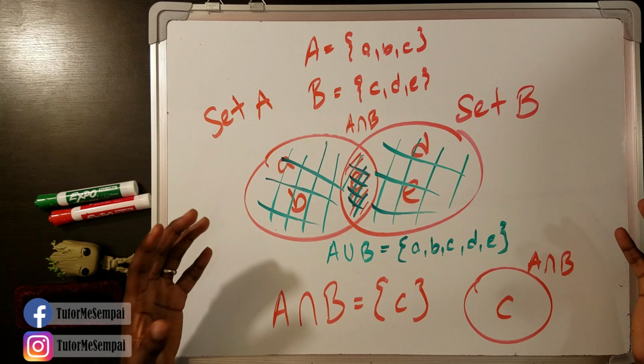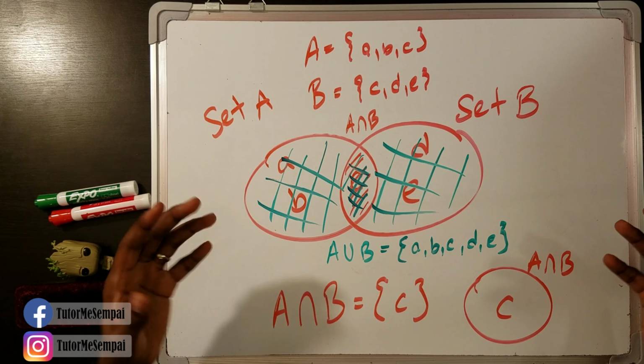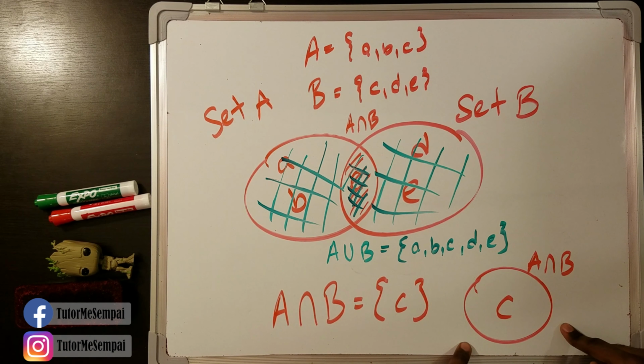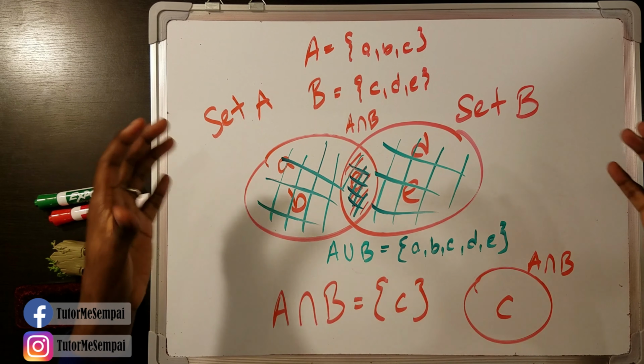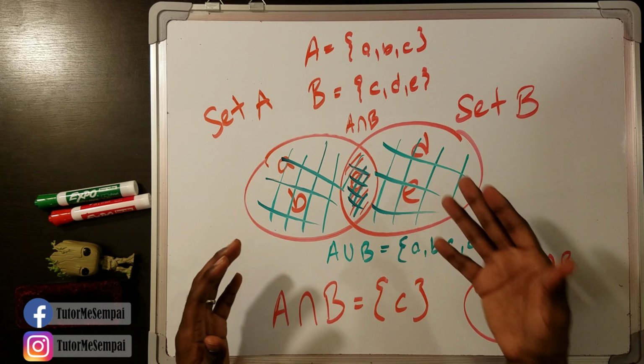So this is how we can show our sets and our unions and intersections using Venn diagrams. You don't have to write them in their own set. You can pretty much combine our sets in this fashion and then shade what you need.